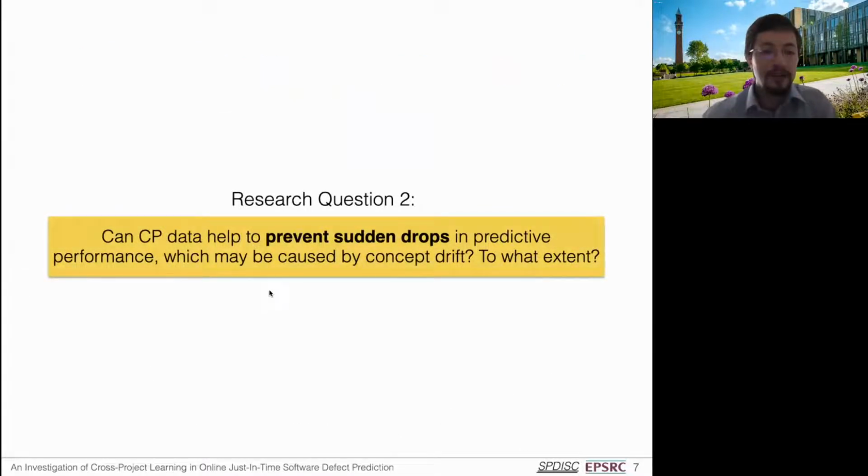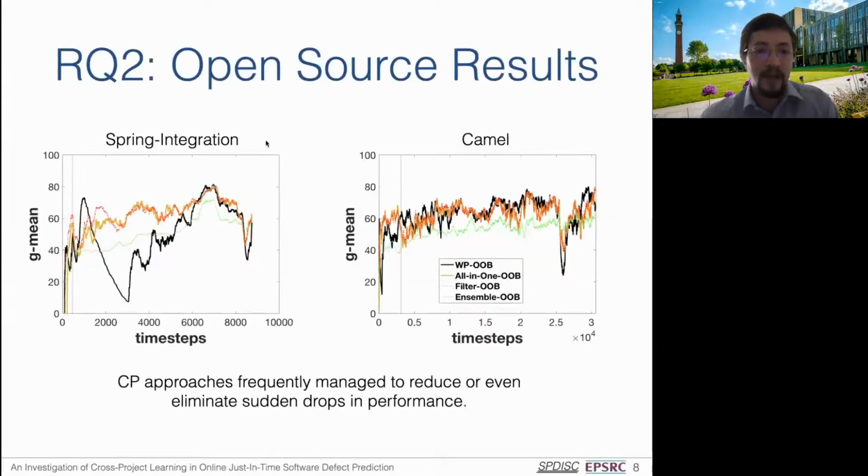Our second research question is, can cross-project data help to prevent sudden drops in predictive performance, which may be caused by concept drift? To what extent? And here I show some sample results. Basically, what we observed is that we can see some severe drops in the G-mean for the within project approach, which is shown in black in these plots over time, whereas the cross-project approach managed to reduce these drops, or in some cases even eliminate these drops. So we can see here the cross-project approach showing other colors than black, right?